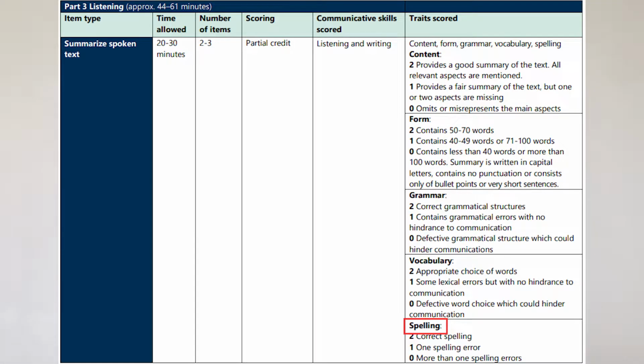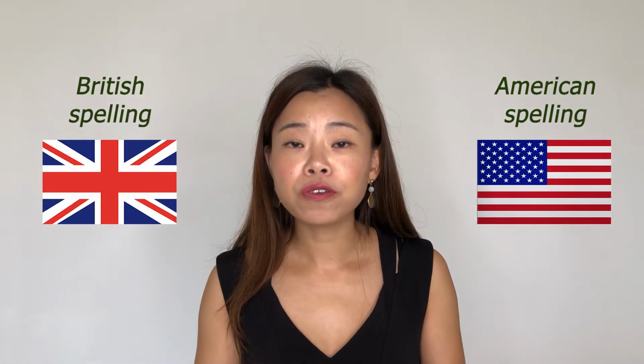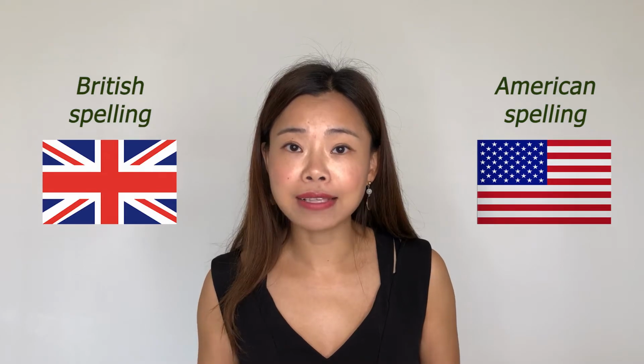Next, spelling. 1 spelling error will deduct 1 point, and 2 spelling errors means you lose all of your spelling points. Make sure you only use words that you are confident about their spelling. When in doubt, avoid using the word. If it's a keyword, try to paraphrase it and use a word that you know how to spell. One not so obvious fact about the spelling requirement is your spelling style. Whether it's American or British spelling, make sure you use the same one throughout your answer.